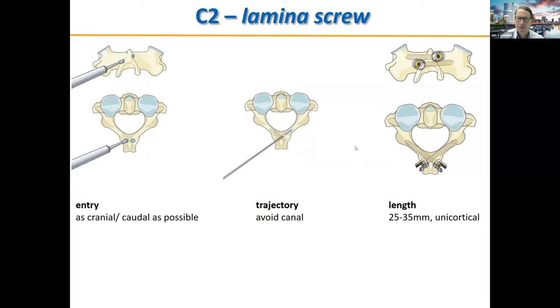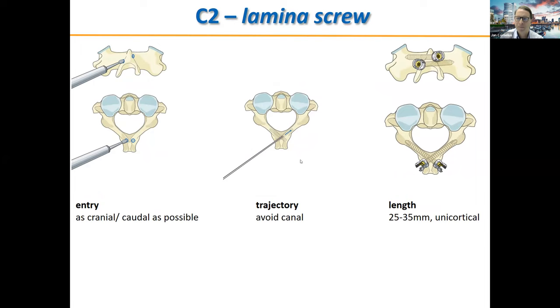For the C2 lamina screws, which is a more safe option, you may enter here at the upper part of the spinous process and put your first screw in the one lamina, and then you make an entry point just below on the other side, and then you put your second screw here crosswise.